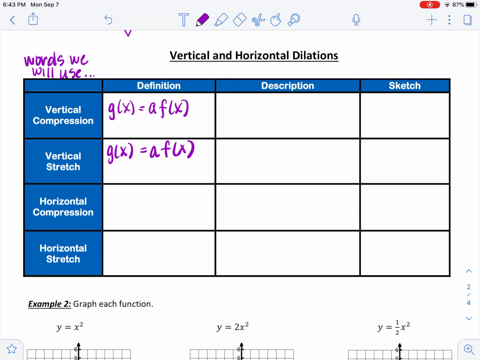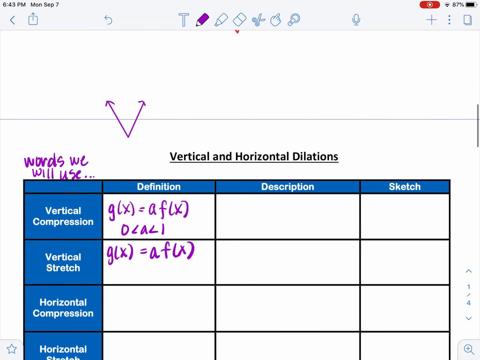Remember, f of x is the parent. So the difference is that if that a value is in between 0 and 1, usually people call it a fraction, but I don't like saying that because 3/2 is a fraction and it's not in between 0 and 1, or 6/3 is a fraction, but it's not in between 0 and 1. But if it is in between 0 and 1, that is going to be a vertical compression. So, for example, if the number in front is, let's say, 1/2, that is going to be a vertical compression.